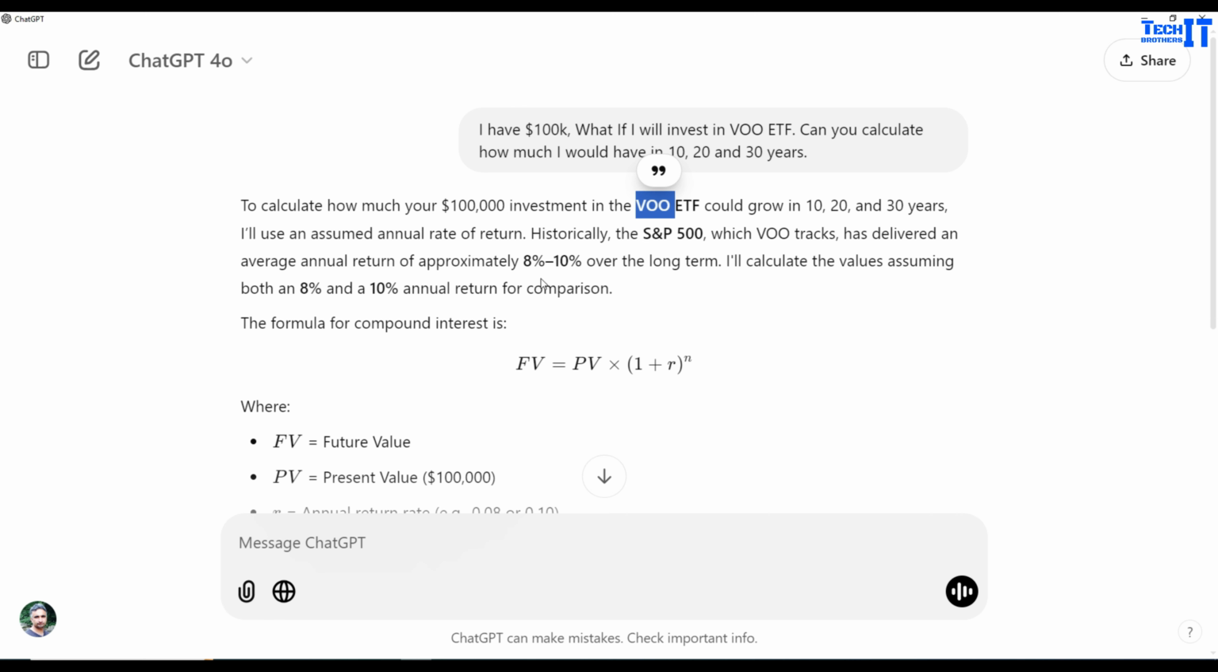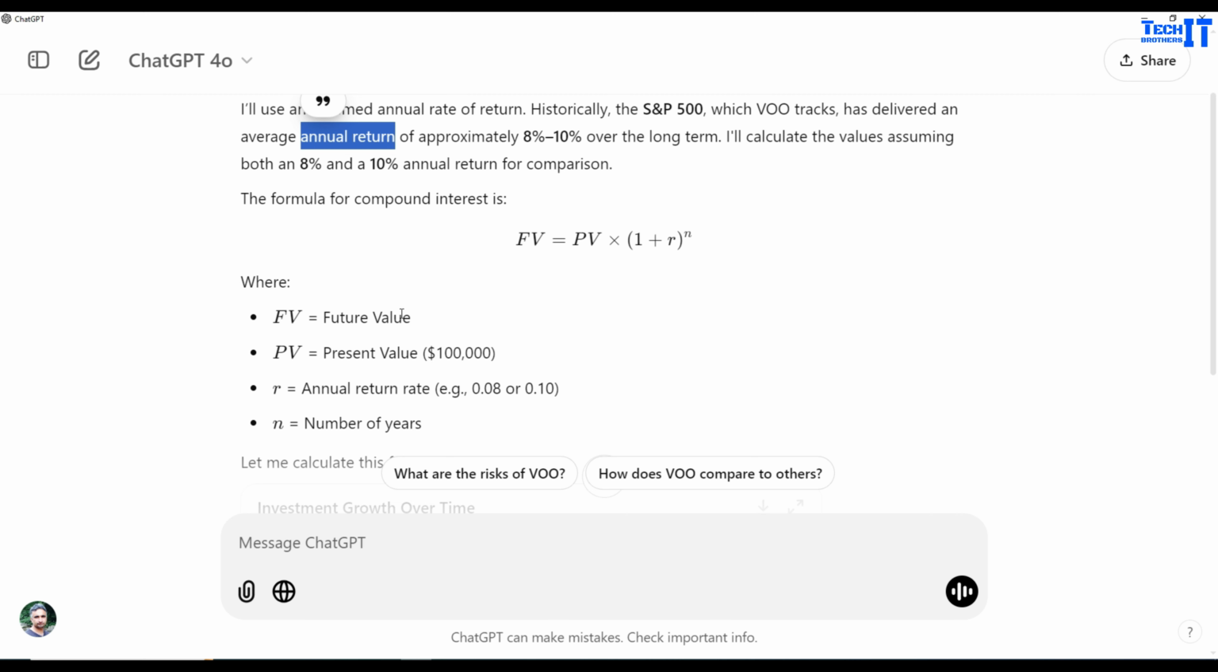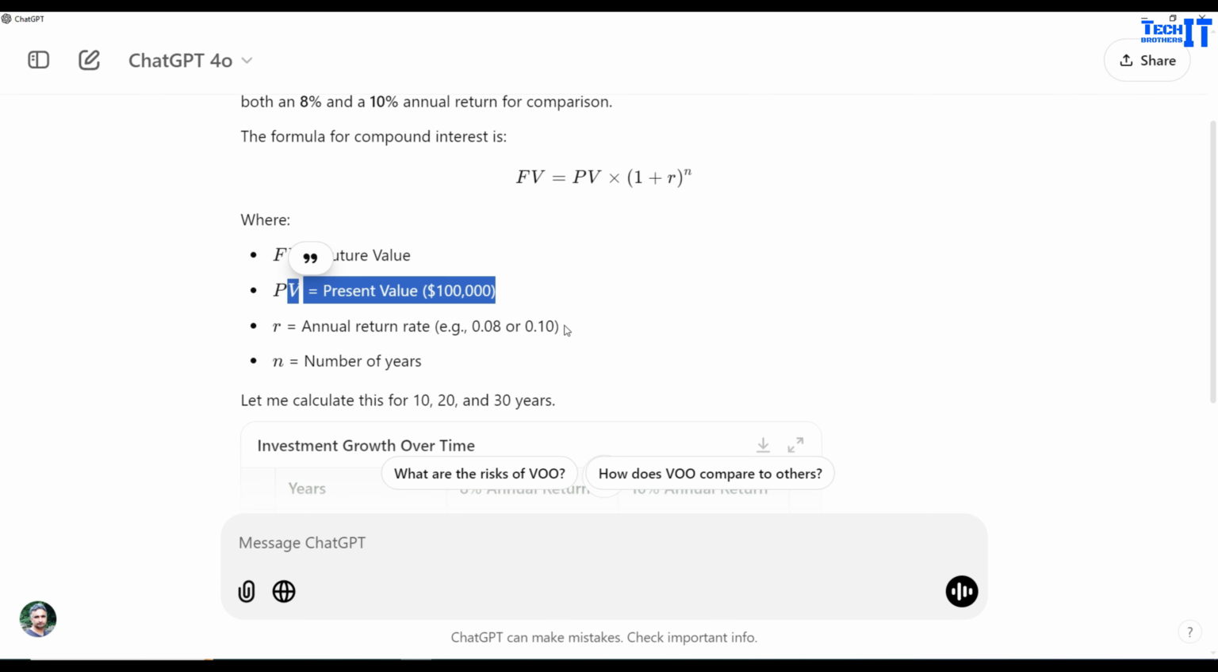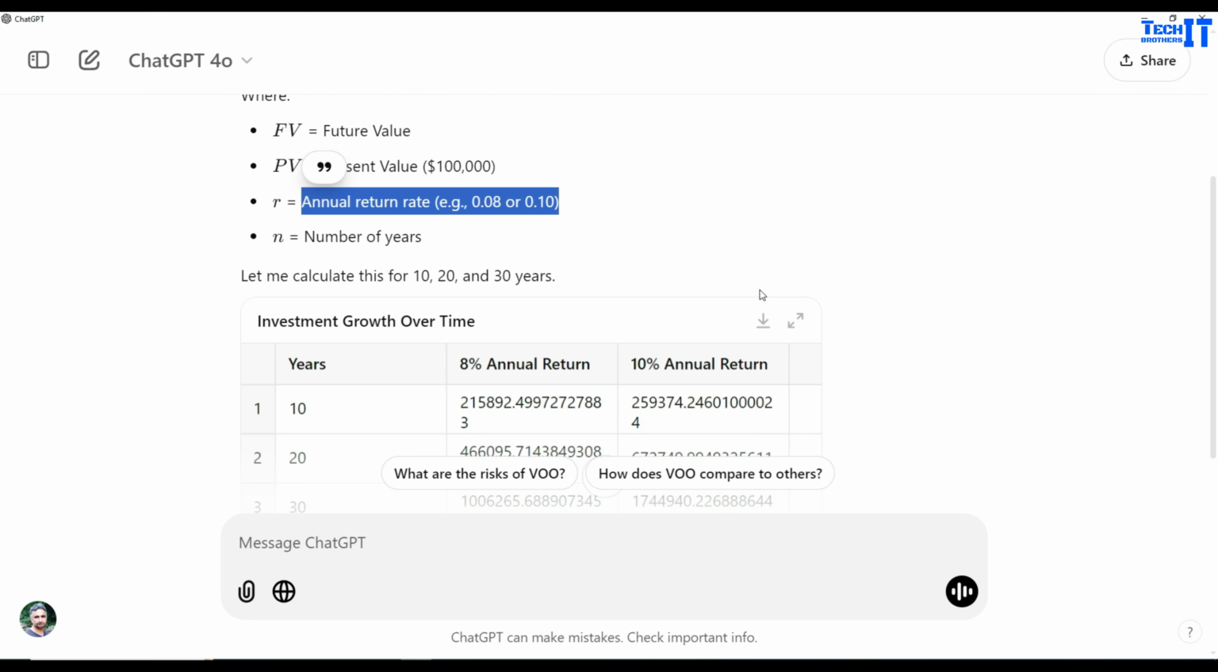This is a summary of our question, and it is telling us that the growth is between 8 to 10%. That's the annual return it has, and that's a good annual return. It shows the future value (FV), the present value (PV), the annual return, 0.08 or 0.10, that's 8% or 10%, and the number of years. So this is the formula it is using, and this is educating us as well.